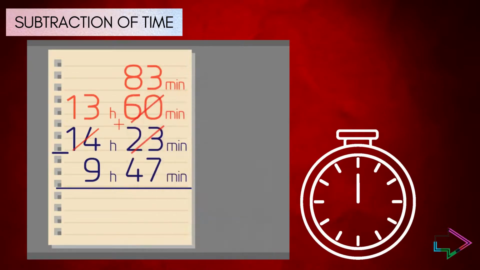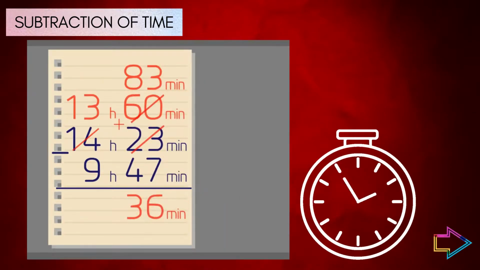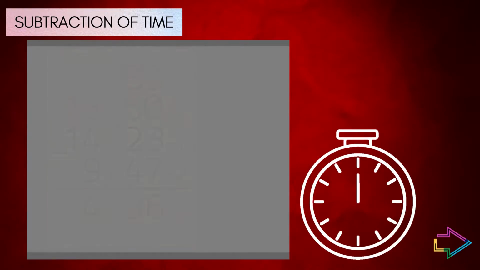Now we can subtract 47 from 83. It is 36 minutes. 13 hours minus 9 hours equals 4 hours. So the answer is 4 hours and 36 minutes.